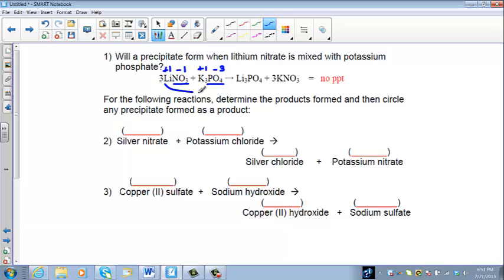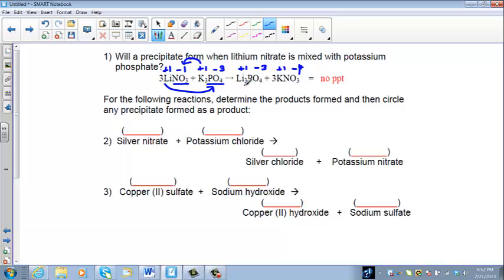So my plus hooks up with my minus. Li is +1. We said the PO4 was -3. Drop and cross, this 3 has to come down next to the Li. And my K hooks up with my NO3. K is +1, NO3 is -1.